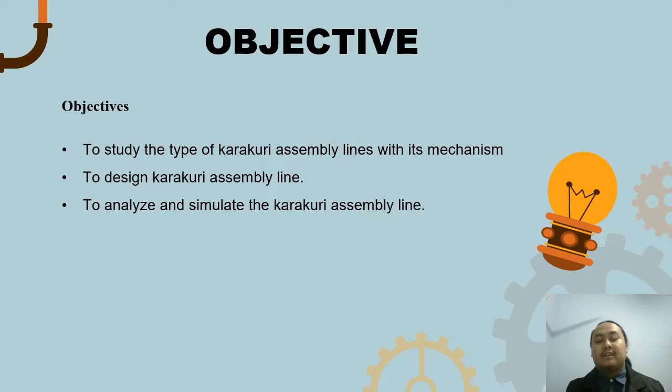Next, for my final year project, the first objective is to study the types of Karakuri assembly lines with their mechanisms. Second is to design a Karakuri assembly line, which means designing assembly lines based on the Karakuri system, such as Kaizen or lean manufacturing and so on. And last, to analyze and simulate the Karakuri assembly line. After sketching and designing in 3D in CATIA V5, I try to simulate the design in Blender software.